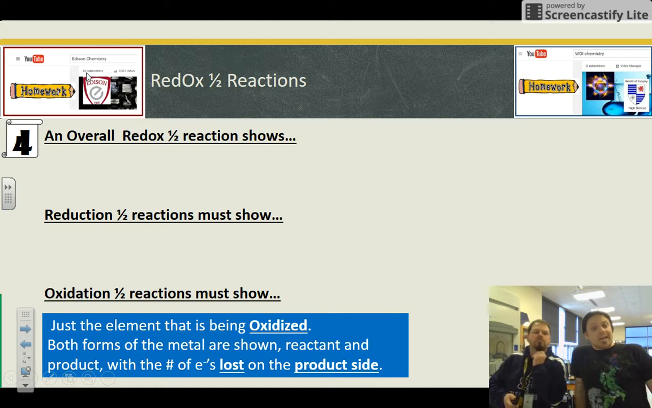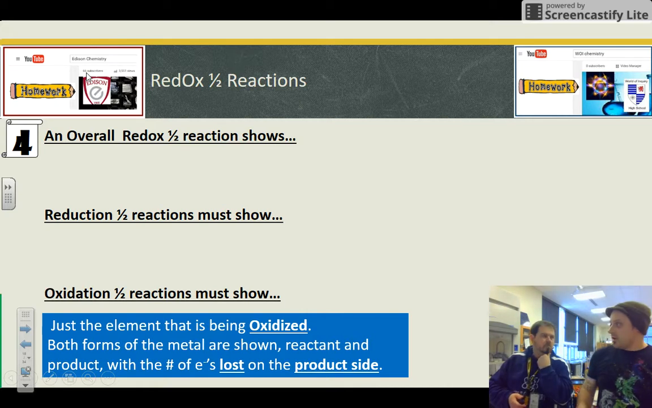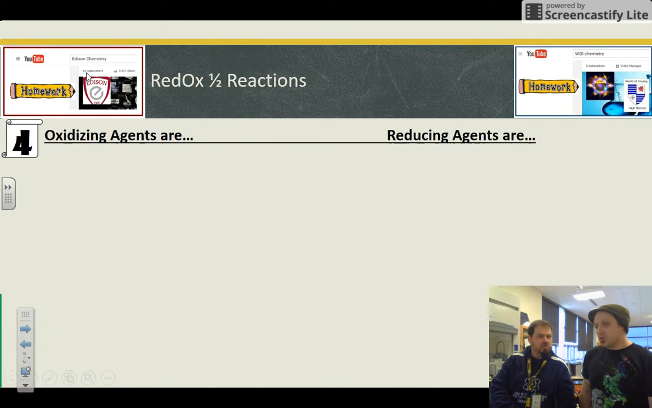Just the element that is being oxidized shows up in the oxidation half reaction, and both forms of the metal, the ion and the atom, are shown, with the number of electrons lost on the product side. So now that we did the notes on it, I think we actually have to do it so we figure it out.